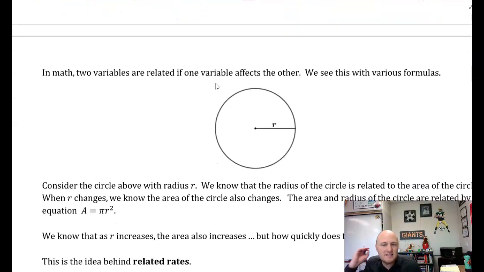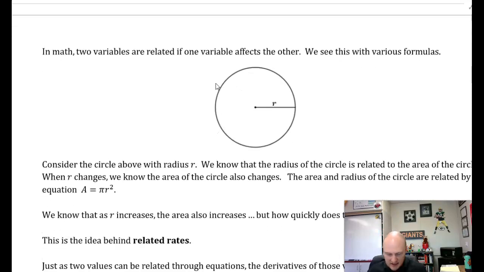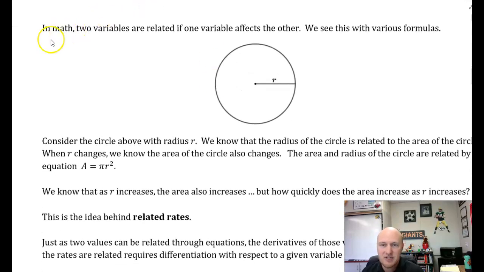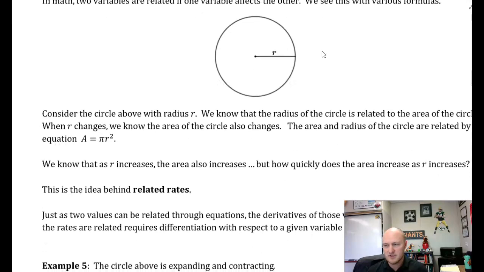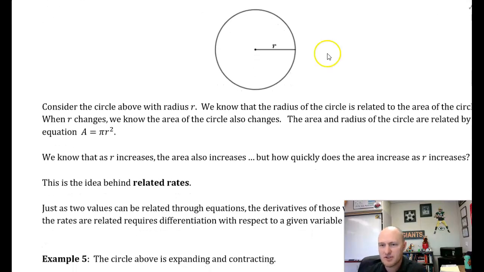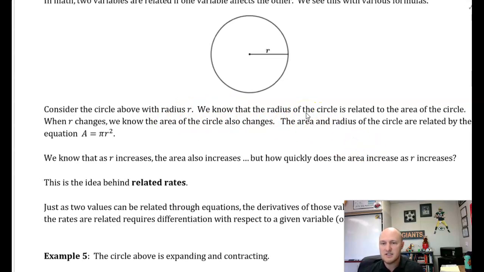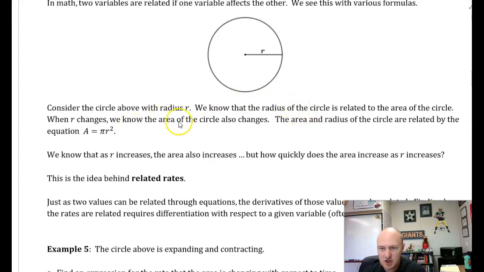All right, so let's dive into related rates. What the heck is related rates? Well, in math, two variables are related if one variable affects the other. And we see this in various formulas. We'll take the example of a circle for a moment. Consider the circle above with a radius r. We know that the radius of the circle is related to the area. Now, when the radius changes, we also know that the area changes. And thus, the area and the radius are related by this formula.